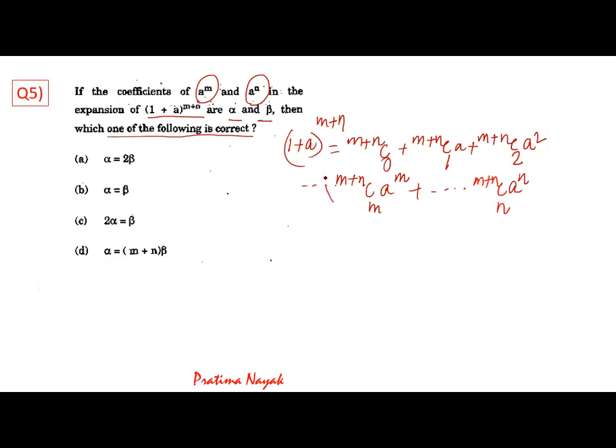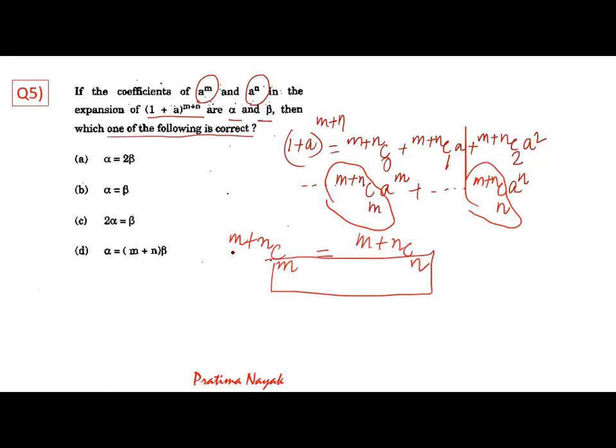Now we'll make the relation between these two. One is alpha, one is beta. And it is very clear that (m+n)C m is the same as (m+n)C n, because when you add these two, you get m + n. No need of writing the factorial formula and wasting time. These two make m + n. So alpha is equal to beta. So this will be the answer. You can remember this for the future.